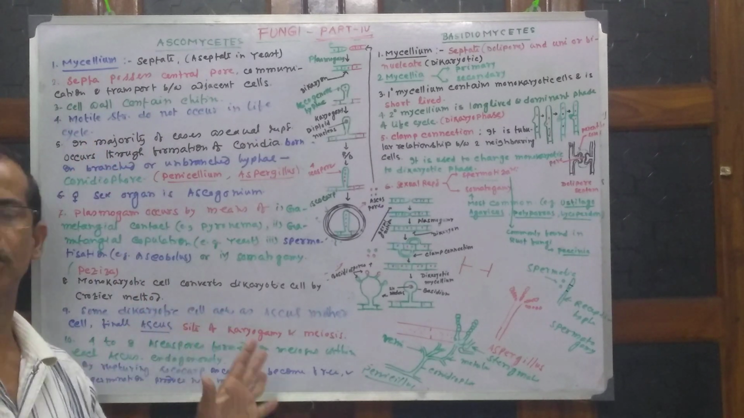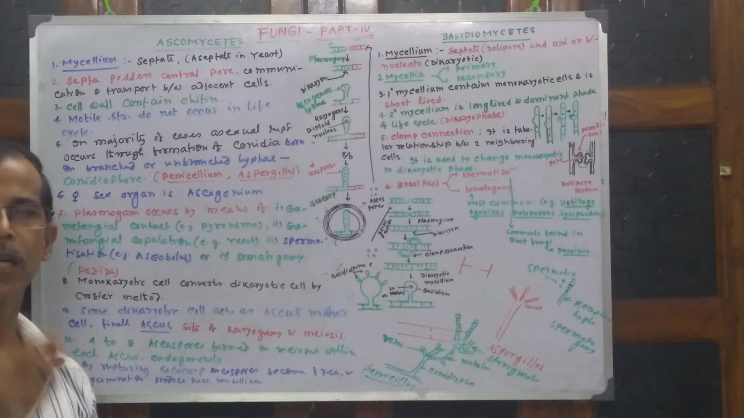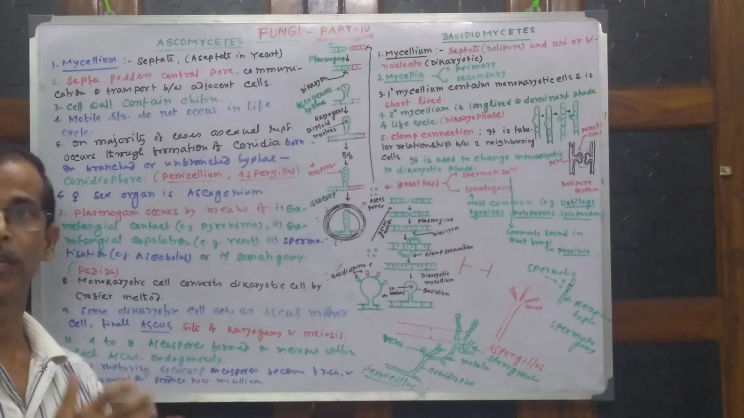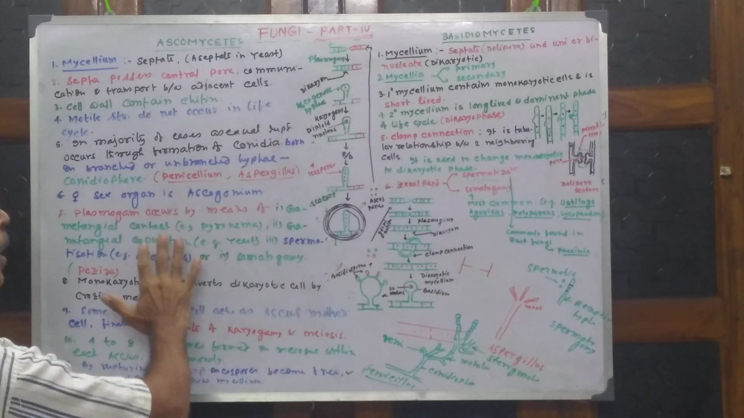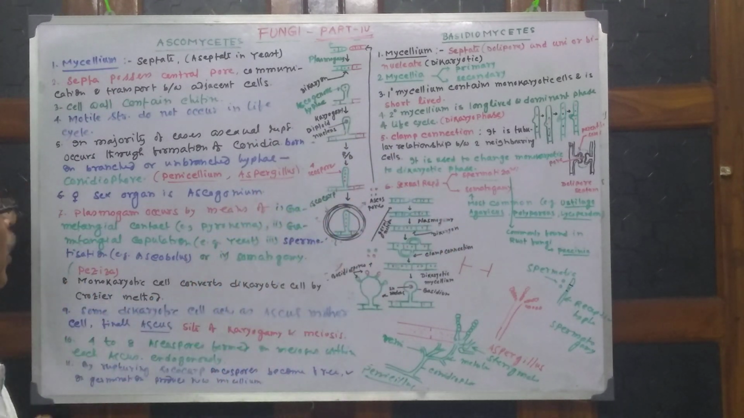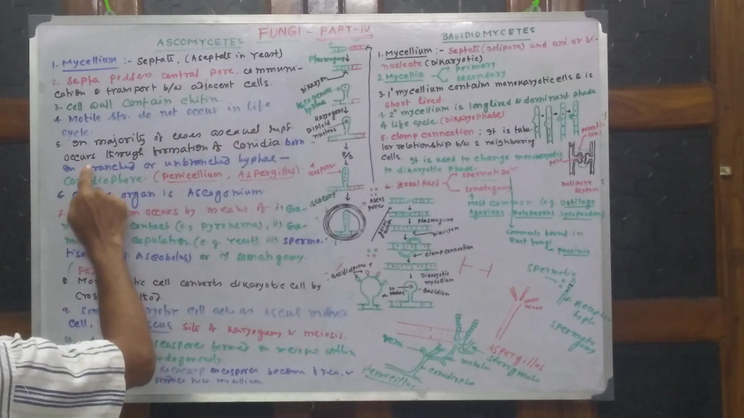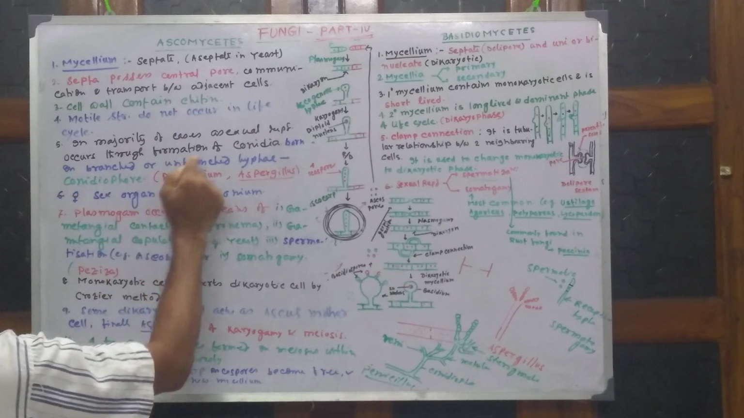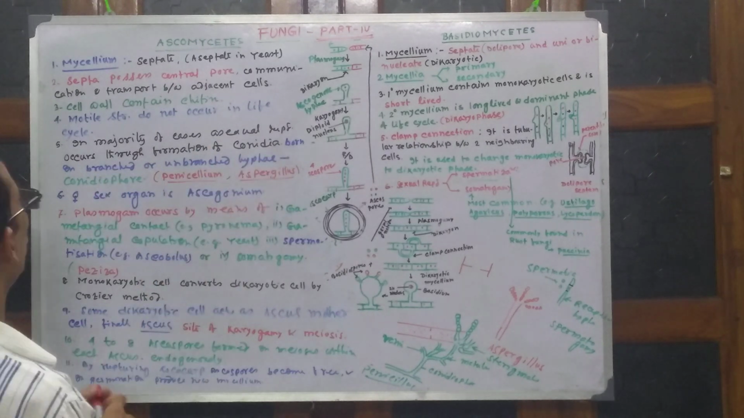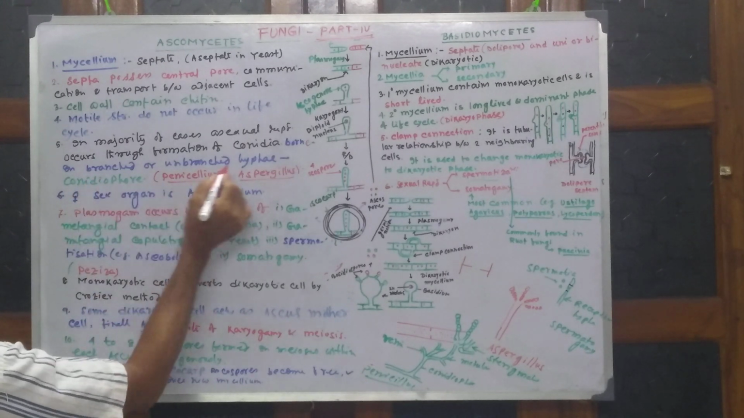Next, motile structures do not occur in the life cycle, unlike Phycomycetes. In Phycomycetes, especially under Oomycetes, we have seen zoospores, as in Saprolegnia, that is motile spores. But here, and also in Basidiomycetes, there are no motile spores. Next, in the majority of cases, asexual reproduction occurs through the formation of conidia. Conidia means non-motile spores, which are borne on branched or unbranched hyphae.